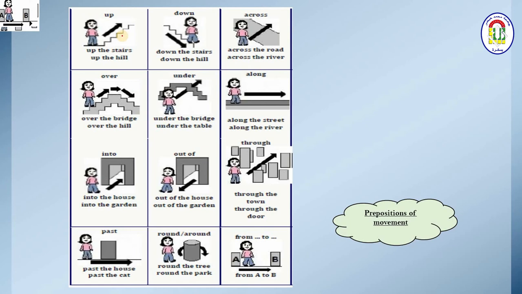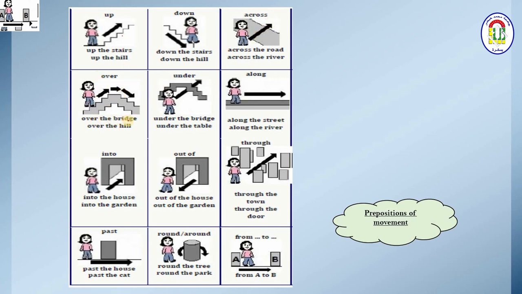Let's see up. For up, what do we have? Up the stairs. Up the hill. She is going up. You see the arrow? She is going upstairs or up the stairs. Up the hill. She is going down. Down the stairs or down the hill. Here we have a street or a road or a river. So what do you say? Across the road or across the river. She is going across, using this normal direction.